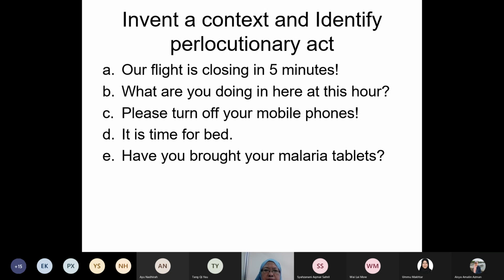So in a final exam, for example, you would give the context, and then you can justify your perlocutionary act. Okay, so it can be different answers depending on the context and depending on who's speaking to whom, who's the speaker and who's the addressee.